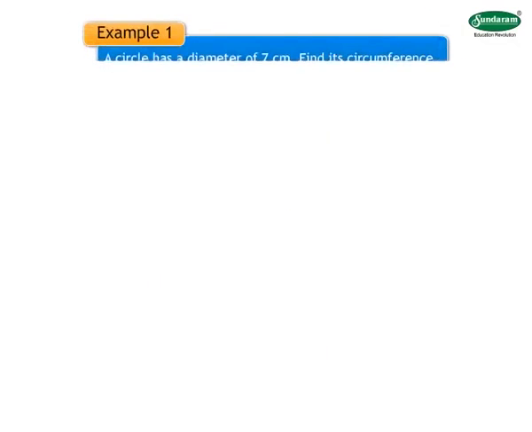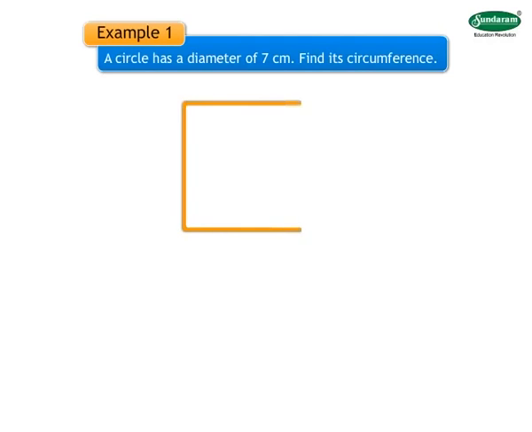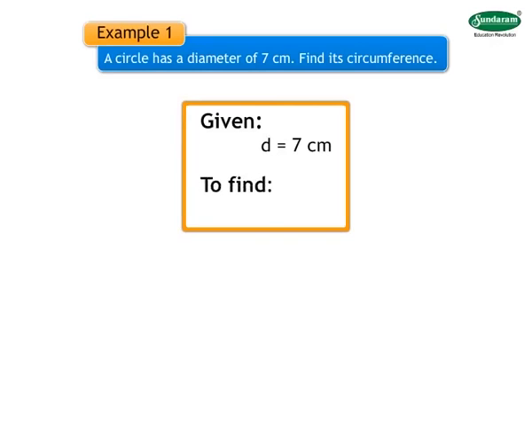Now let us solve a few examples taking the value of pi as 22 upon 7. Example 1. A circle has a diameter of 7 cm. Find its circumference. Given. Diameter of the circle is equal to 7 cm. We have to find the circumference. Solution. We know two formulae of circumference, namely C is equal to pi into D and C is equal to 2 into pi into R.